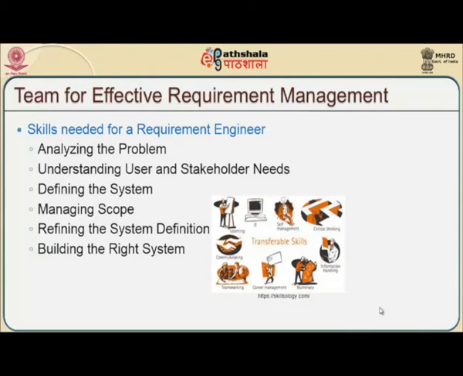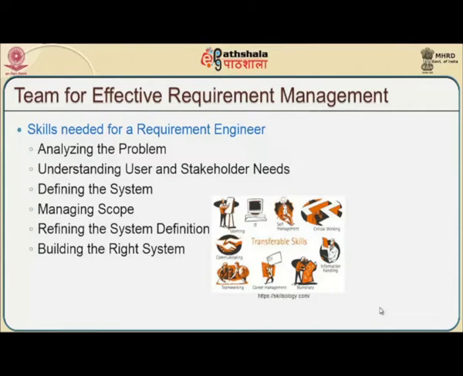Now we will look at the team that is to be developed for an effective requirements management process. So what should be the capacity of the team, or what skills does the team need to have as a requirements engineer? A requirements engineer needs to have an in-depth analysis of the problem. Given a specific problem, he should not take it in a conventional way, rather he should be very clear on the pessimistic and optimistic ways of thinking on the same problem.